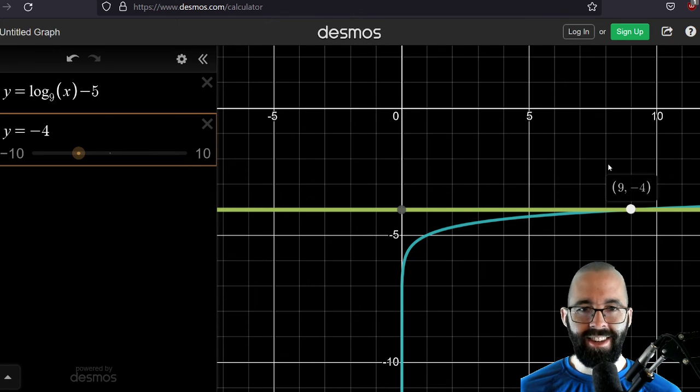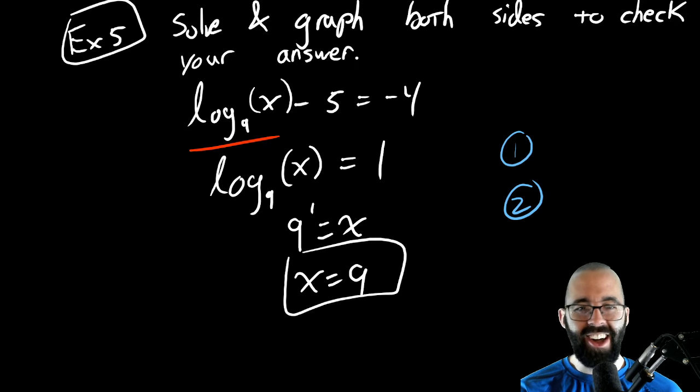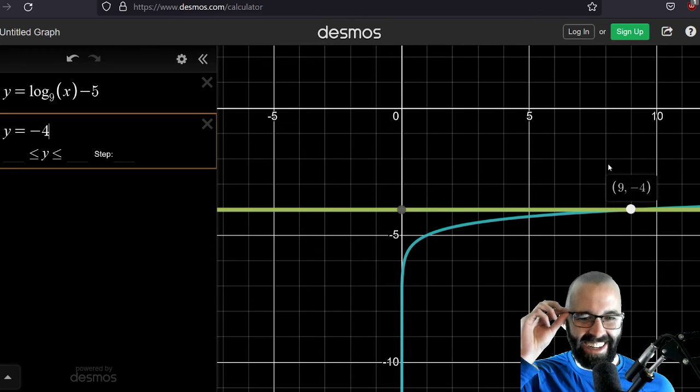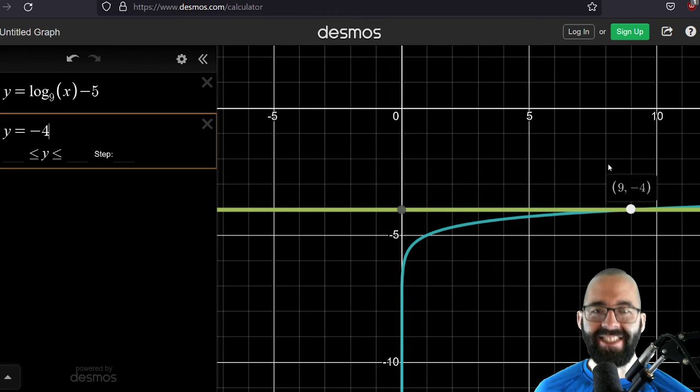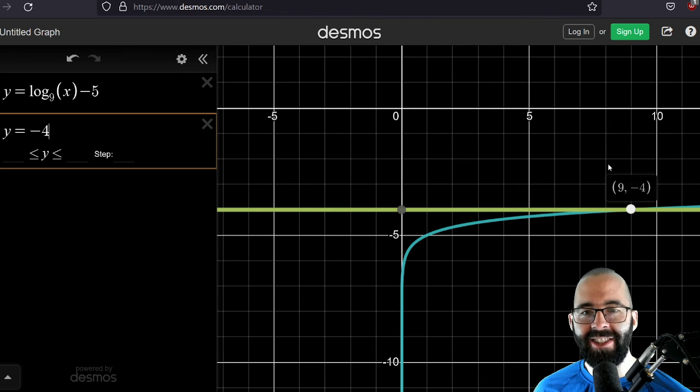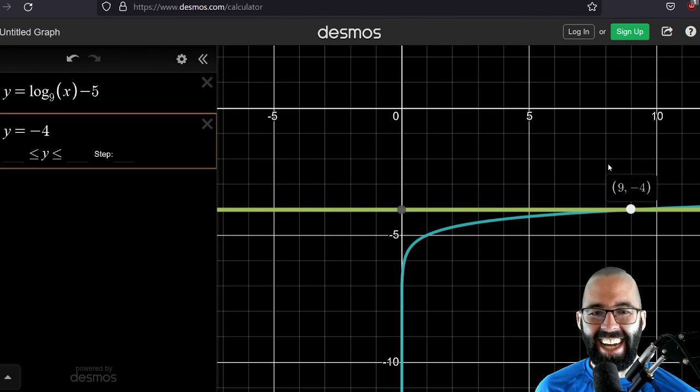Was that our answer? X equals 9? Oh, it was. I got worried there. Yeah, they intersect when x equals 9. That's when the logarithm equals that horizontal line. That's the whole thing.